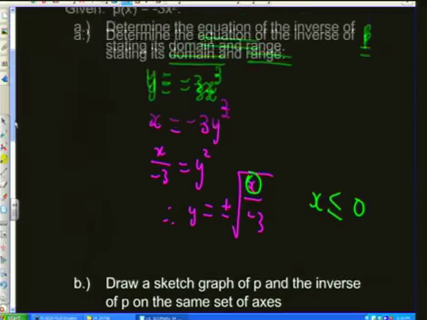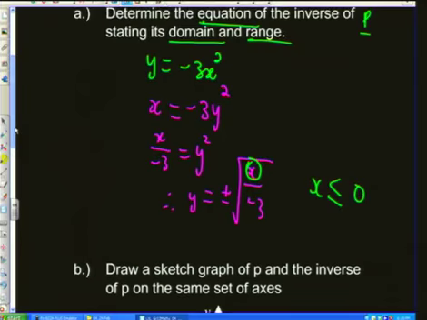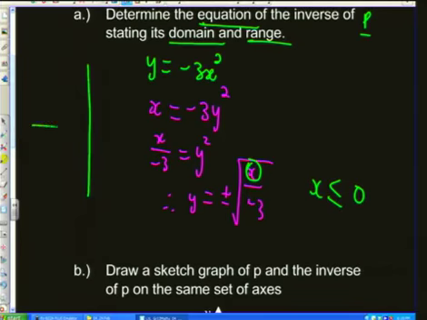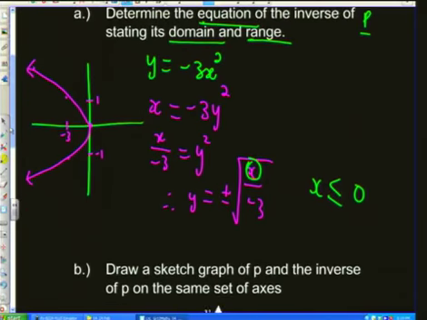Now, if we look at this graph, just for interest's sake, I've got naught and naught. If I sub in minus 3, I'll get y values of minus 1 and 1. And if I sub in minus 12, I'll get plus or minus 2. So it's something that will look like this.